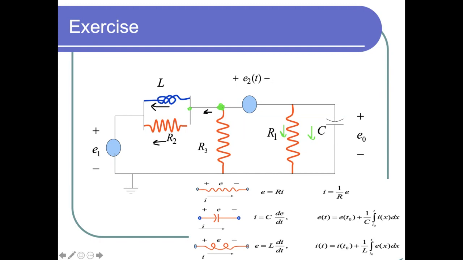So I will remove that so we don't have confusion. And also we have one final current through R3. Okay, so this is the first step. We identified the node we care about.